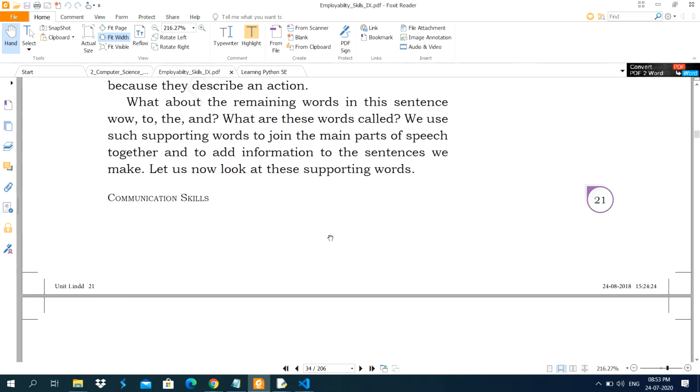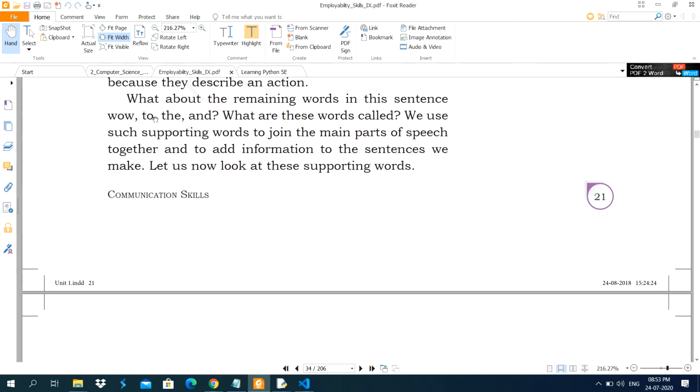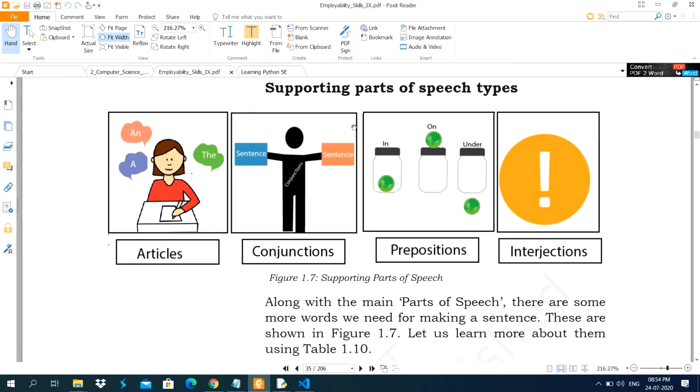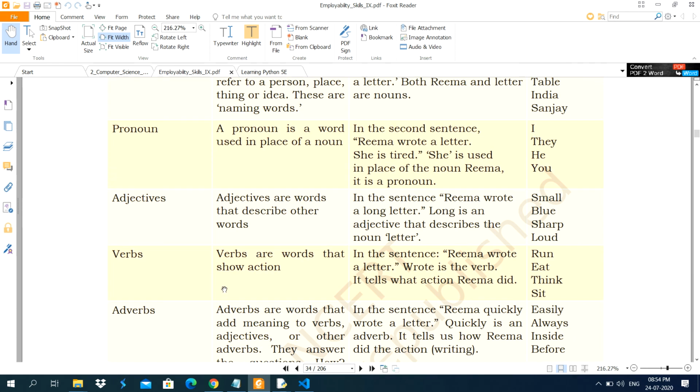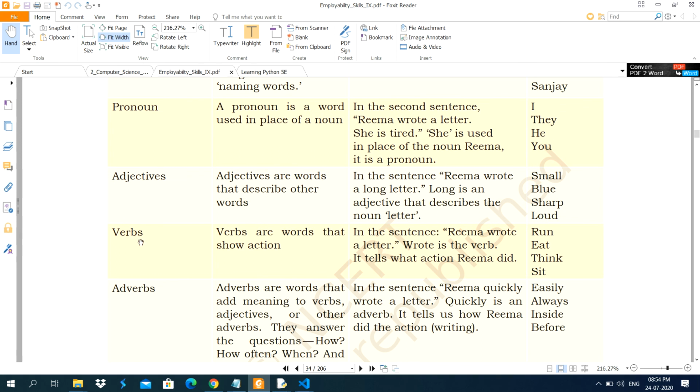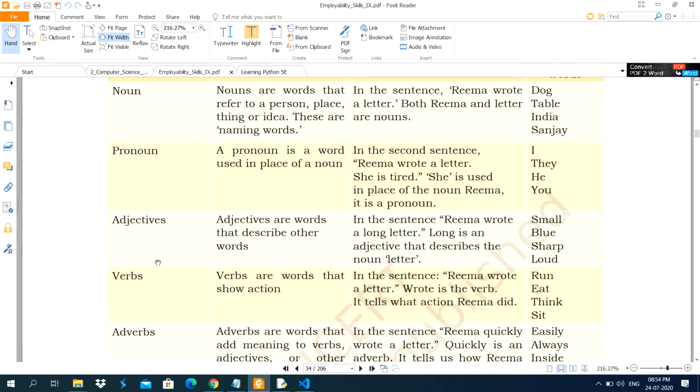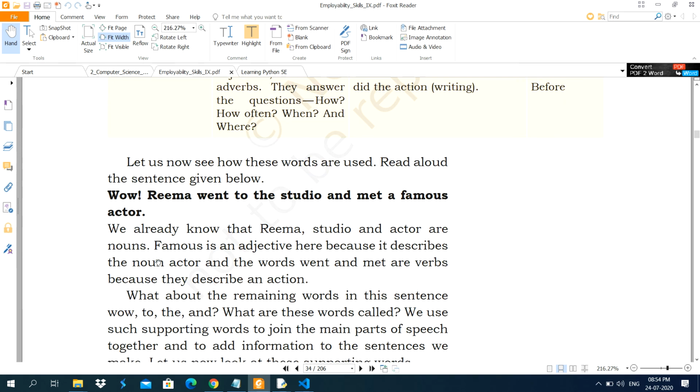What about the remaining words in this sentence? Wow, to, the, and. What are these words called? They are supporting words that join the main parts of speech together and add information to the sentences we make. Now, the basic parts of speech are noun, pronoun, adjective, verb, and adverb.